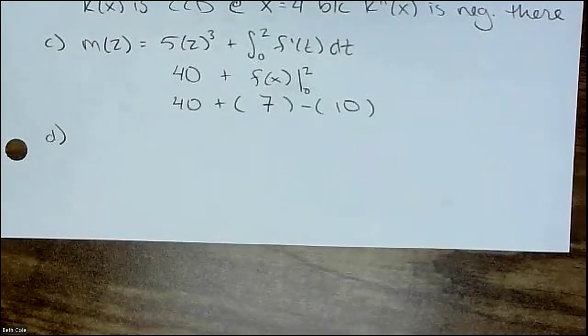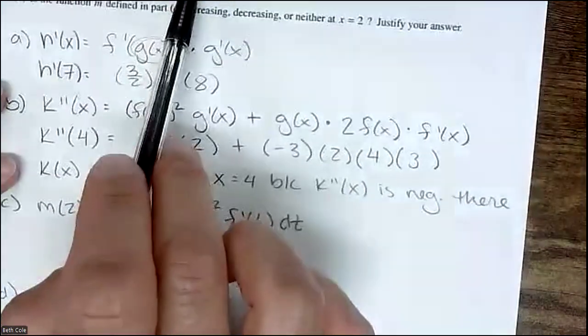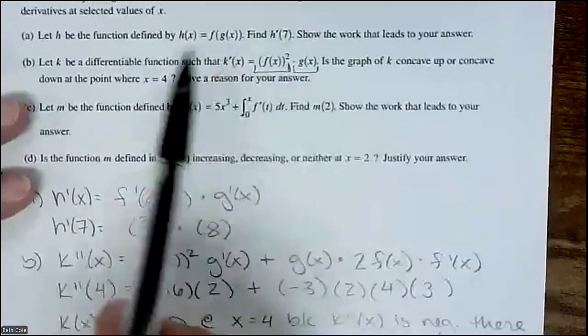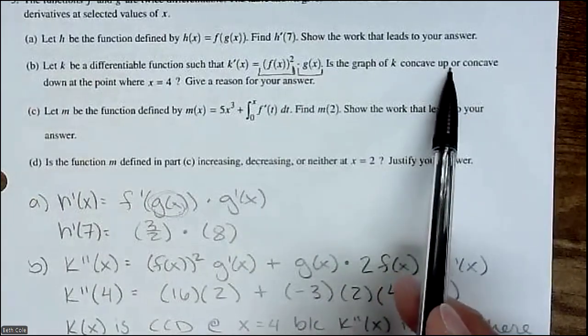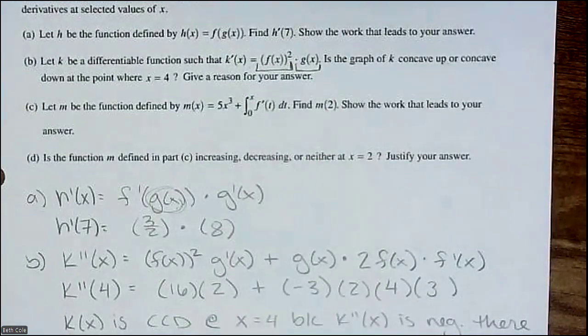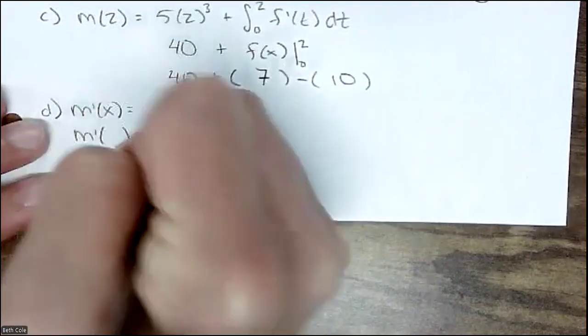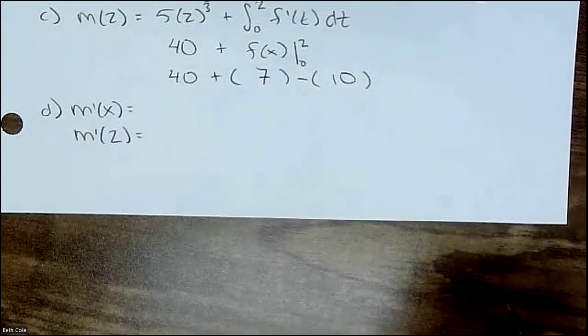All right, last part. We can get this done before we go to lunch. We got plenty of time. Is that function m defined in part C increasing, decreasing, neither, at 2? So we're going to use this same function. We're basically going to repeat the process we did for part B, except instead of concavity, which is second derivative, we're going to do increasing and decreasing, which is just first derivative. Okay, so we're going to find m prime. We're going to plug in the value that they are at, 2. Positive means increasing, negative means decreasing, just like your sticky note.